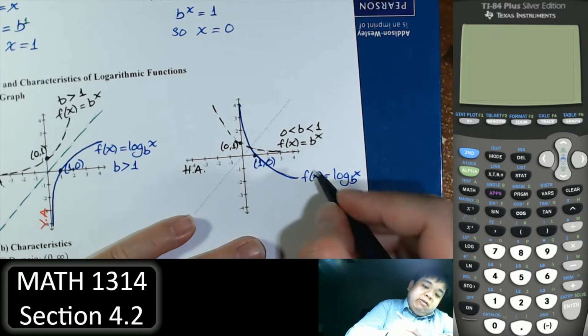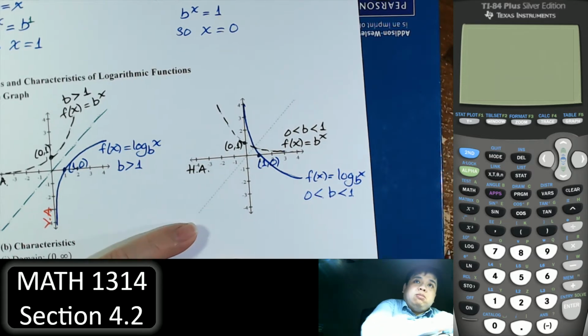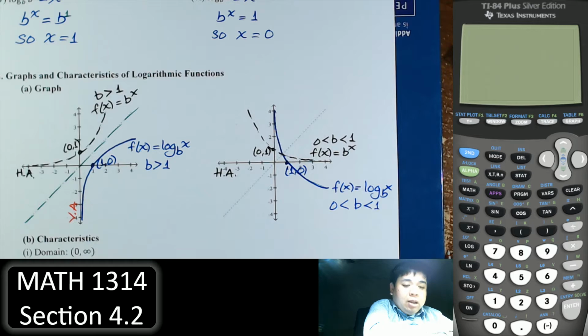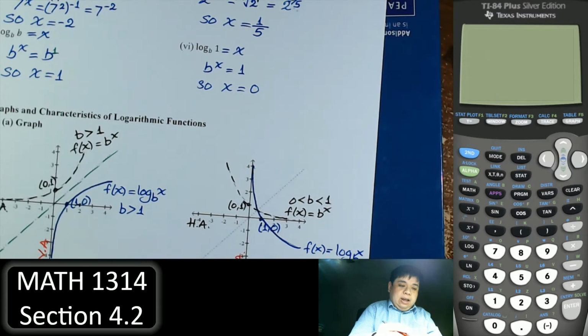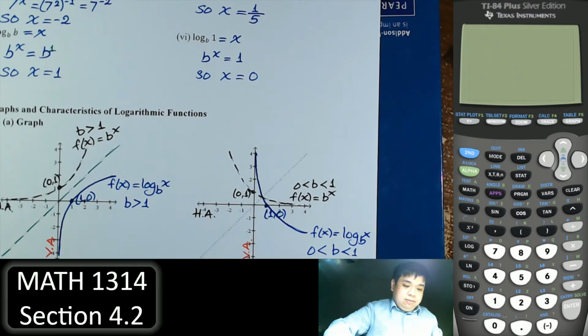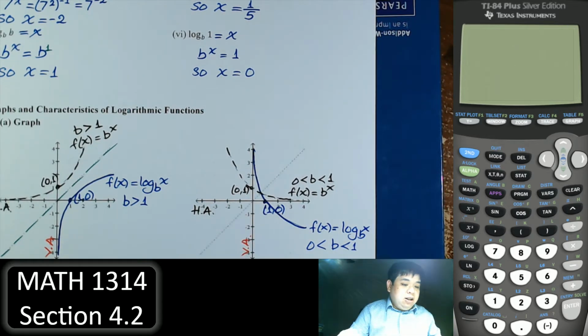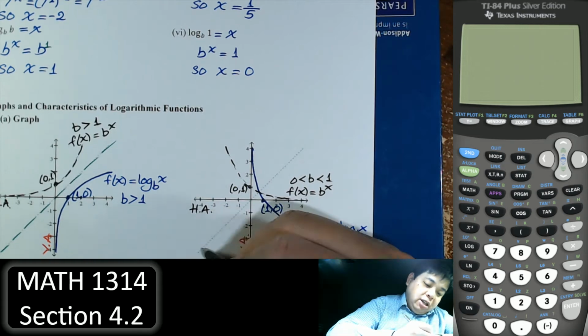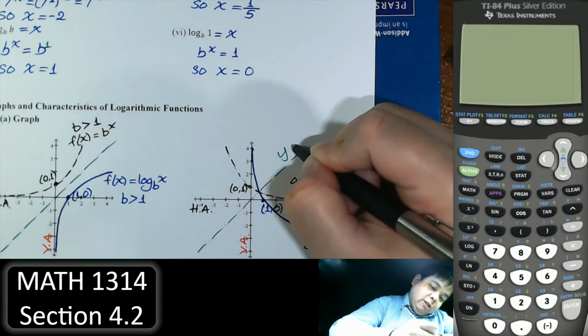Log base b of x, where the base b is less than 1 but still greater than 0. So the horizontal asymptote becomes the vertical asymptote, and the y-intercept becomes the x-intercept. And once again, the characteristic of inverse functions: the graph is symmetric about the line y equals x.